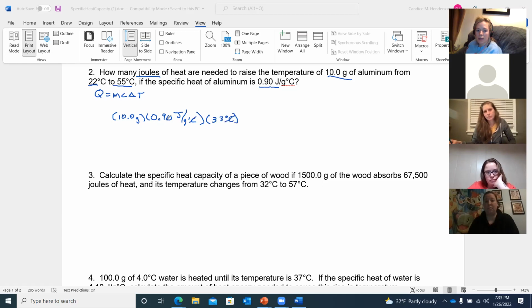Celsius goes away, gram goes away, and we're left with just the unit of joules. And 10 times 0.9 times 33 is 297. Really, we only get 2 sig figs, so I would round 297 to 300, and the unit on that is joules.